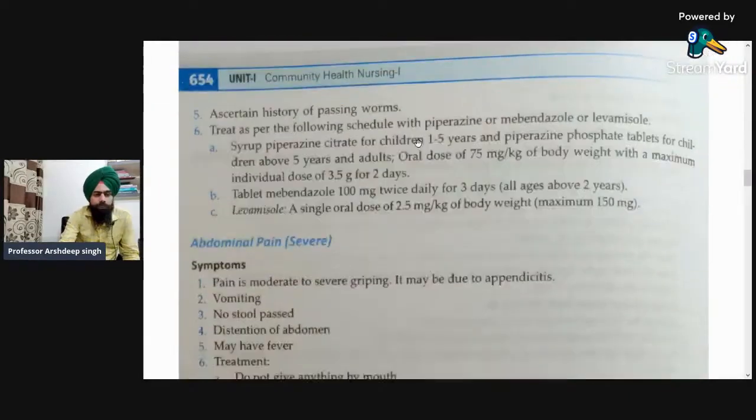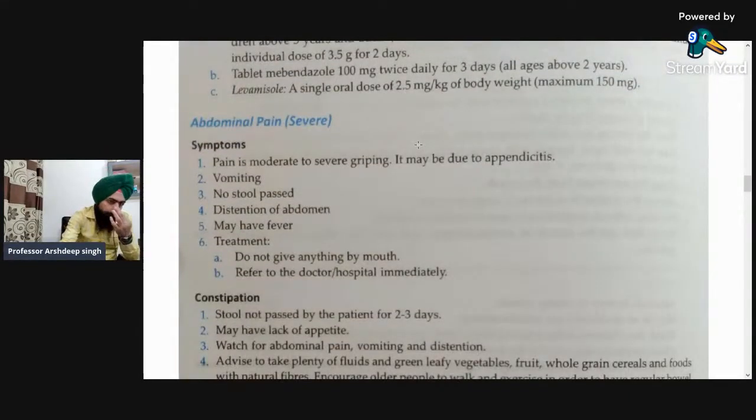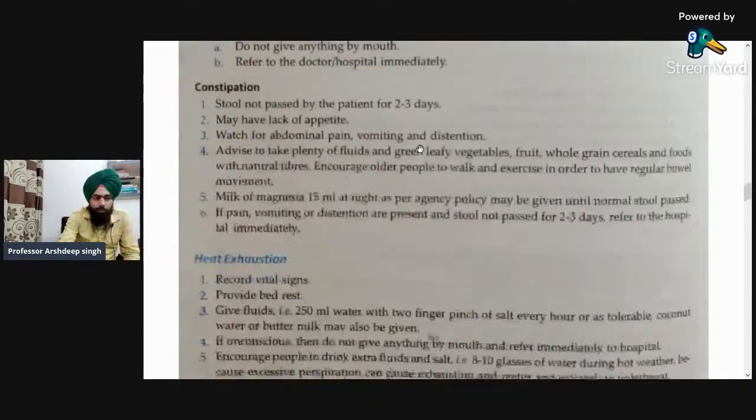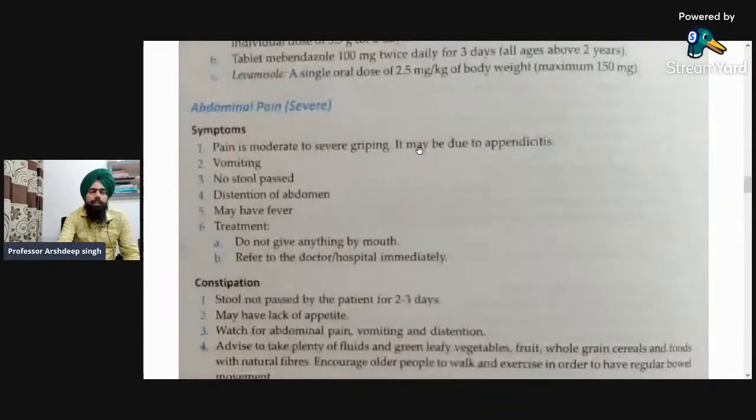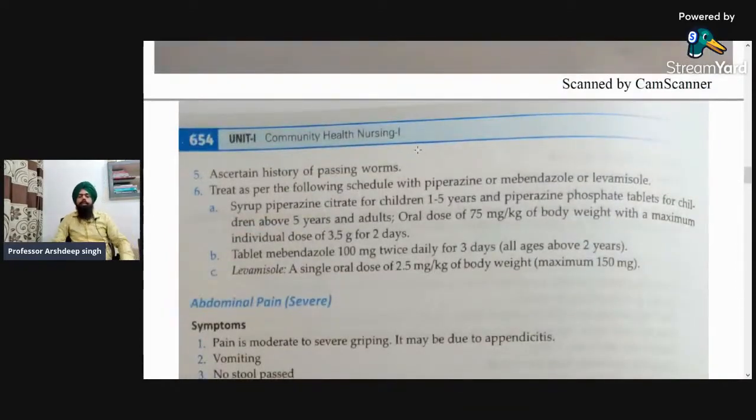In the next video I will explain the severe condition of abdominal pain, constipation, heat exhaustion, anemia, and a lot more. I will continue in the next video. There will be 4 parts of this video, and that would be very beneficial for you. I will try to attach a copy of this PDF with this video, so that you can download it and have the notes of this topic.